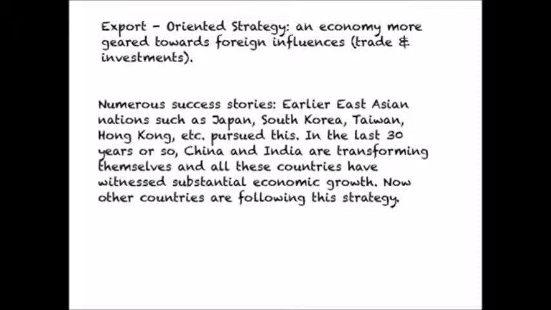And this strategy was followed by a few countries, particularly in East Asia, such as Japan, South Korea, Taiwan, and Hong Kong. And they became very successful in raising average income per person. Now, in recent times, countries which had followed ISI have switched to export-oriented strategy or embraced a system called free market enterprise system. And just look at the two successful examples in recent times, China and India. They have become relatively more open, and these countries have witnessed substantial economic growth, and now other developing countries are also following this strategy.